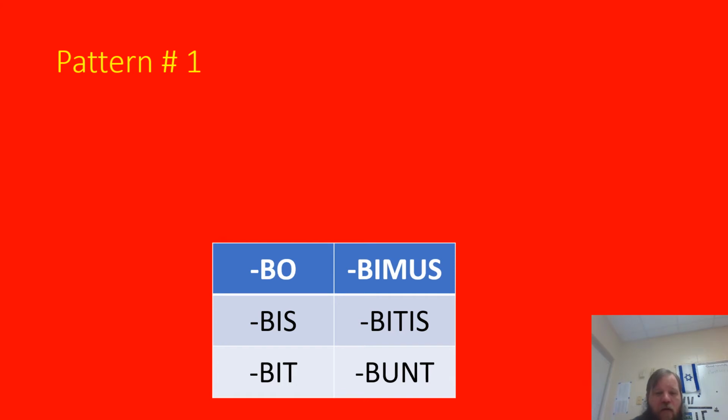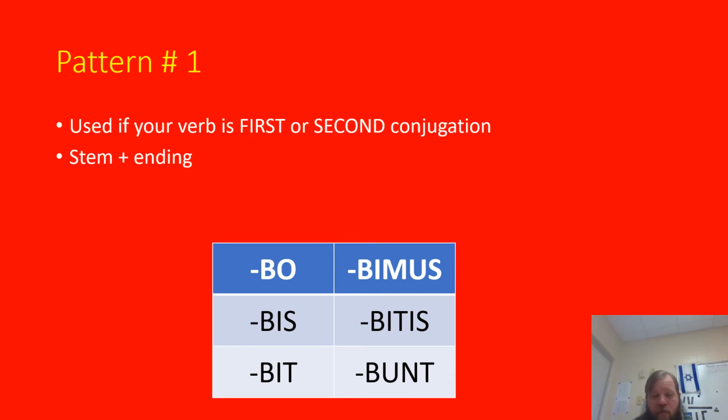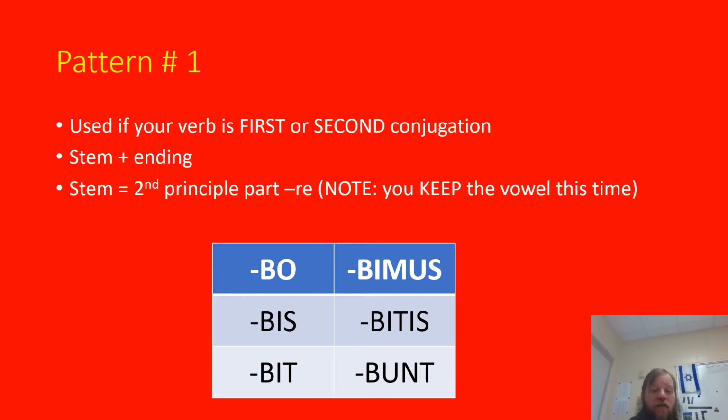All right. Pattern 1 is just a stem and an ending. My endings came up out of sequence here, but that's okay. Your stem is your second principal part minus RE. Careful. For present and imperfect, remember we've removed the vowel and RE. Now we keep that vowel. It's just second principal part minus RE. And then your endings are bo, bis, bit, bimus, bitis, bunt.